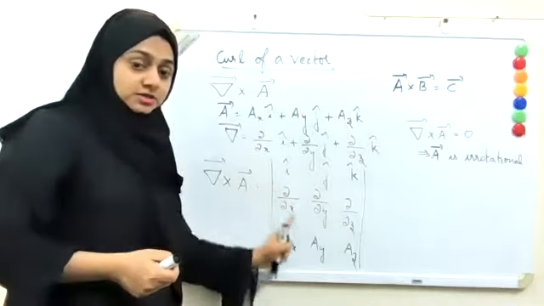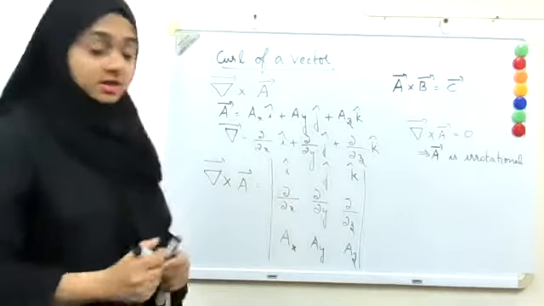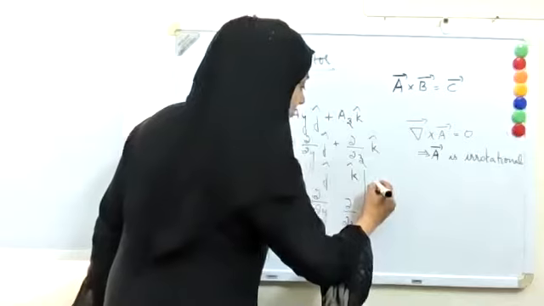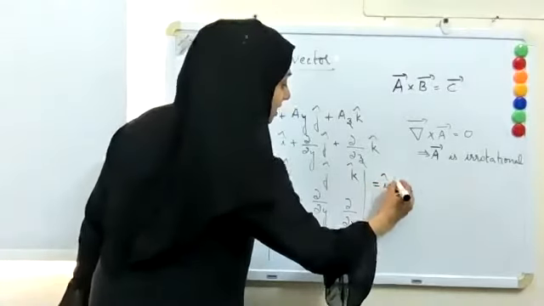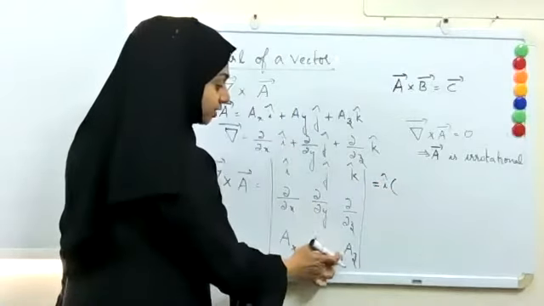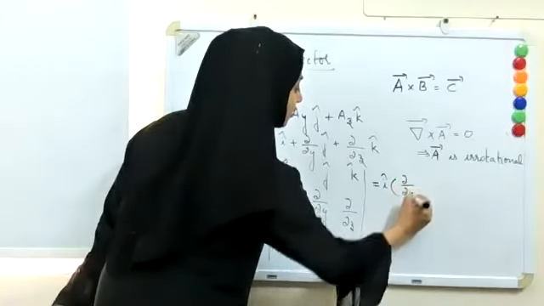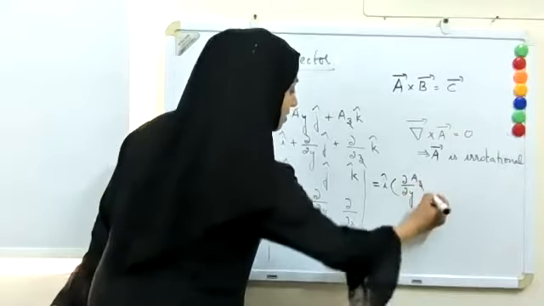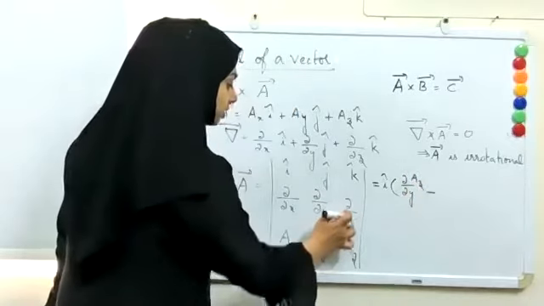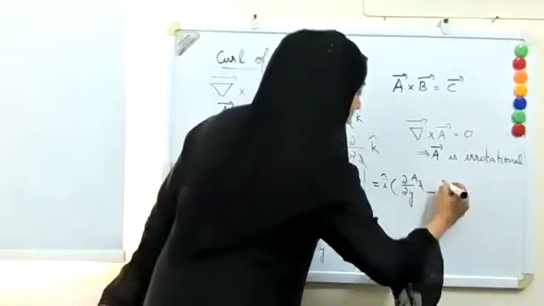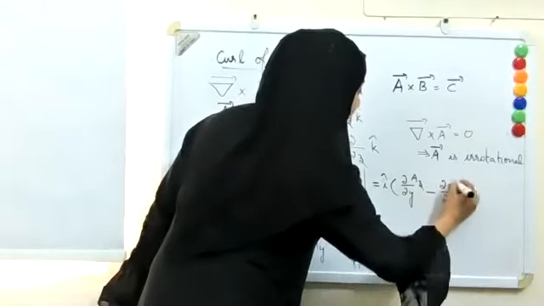You know how to write the determinant, expanded form, right? How to find it? This is equal to vector i times dou by dou y of Az minus dou by dou z of Ay.